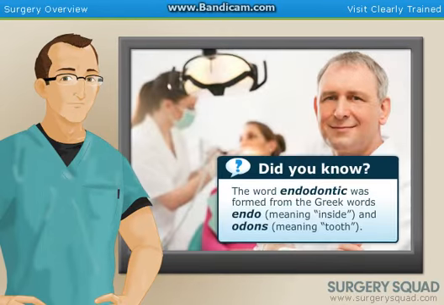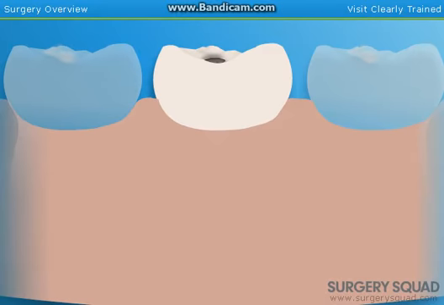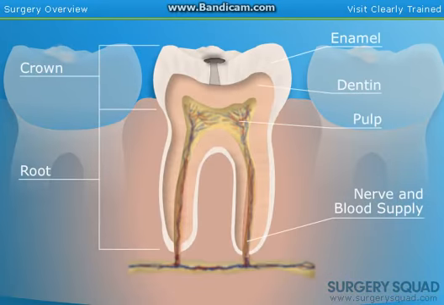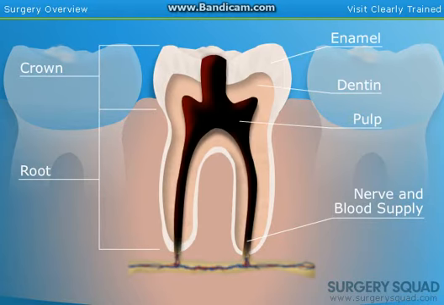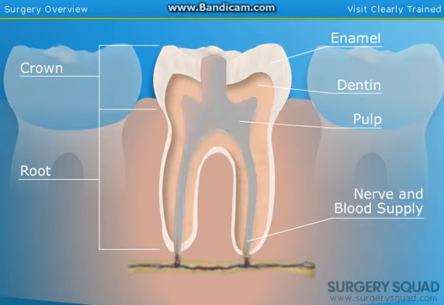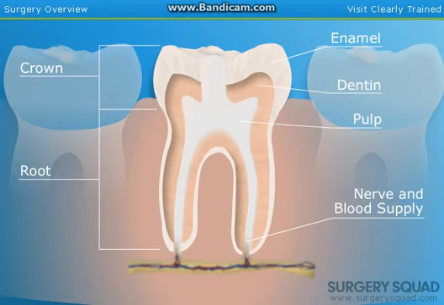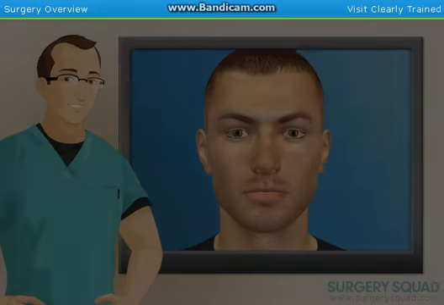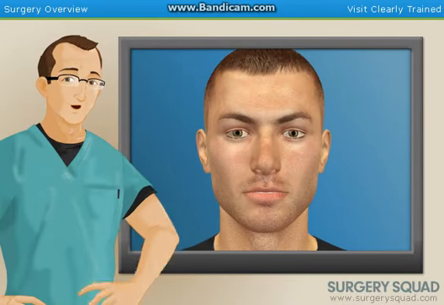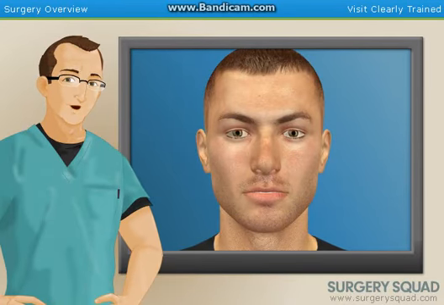A root canal is an endodontic dental procedure that's used to repair and save a decayed or infected tooth. During a root canal, your dentist or endodontist will remove the pulp tissue within the tooth, the nerve and blood supply. Once everything is removed, they'll clean out any contaminants inside the tooth and seal it to prevent any further infection. Our patient today is having a root canal performed on their lower right second premolar.